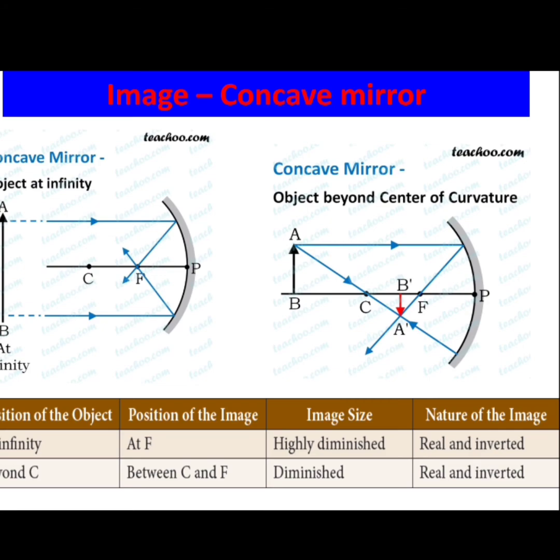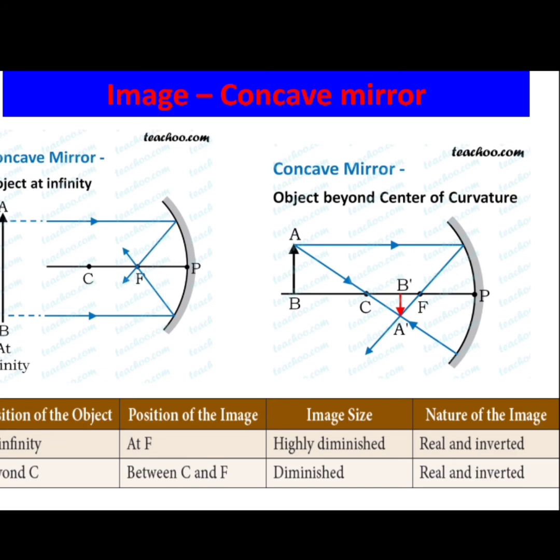Let us see the image for concave mirror. For concave mirror, 6 positions of the object can be explained. Let us see that. At first, the object is at infinity. The reflected rays meet at a point on principal axis, that is at focus. So the position of the object is at infinity, position of the image we get at focus. Image size is highly diminished as a point size, and nature of the image is real and inverted.